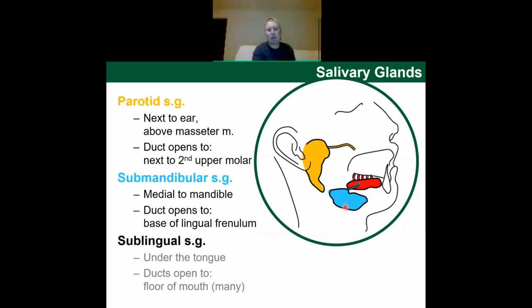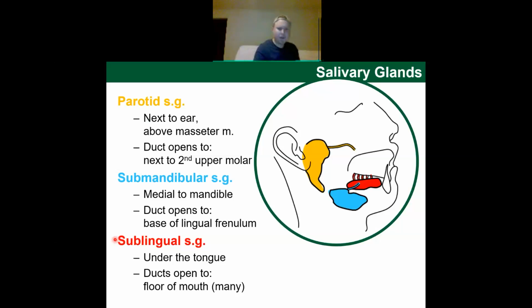And the last one that we have to look at is our sublingual salivary gland. So that does what the name tells us. It's below the tongue. And it actually has many ducts or many opening points at the floor of the mouth.